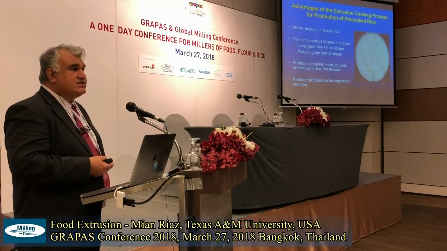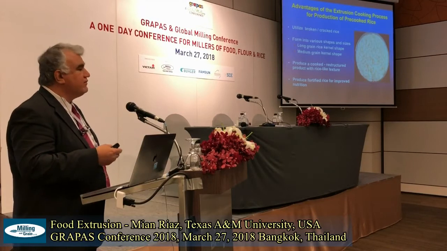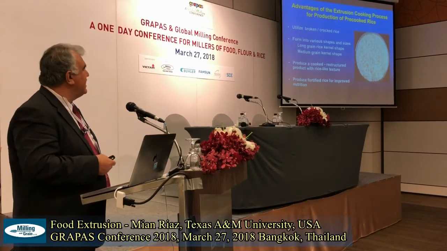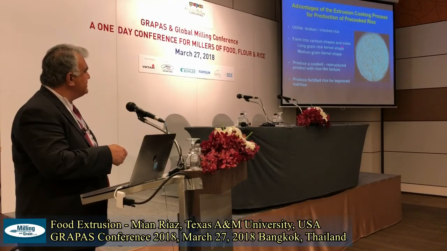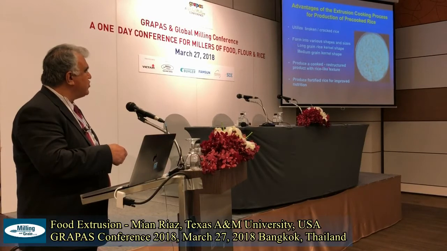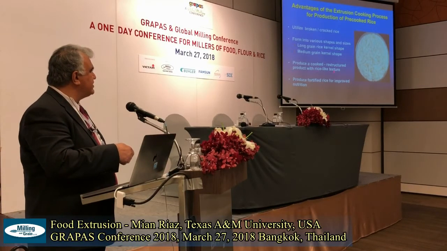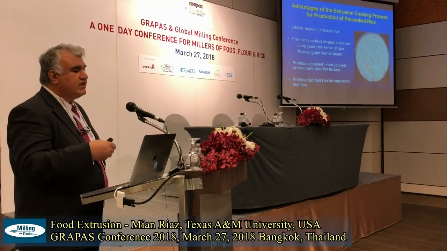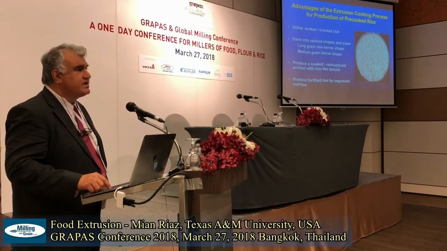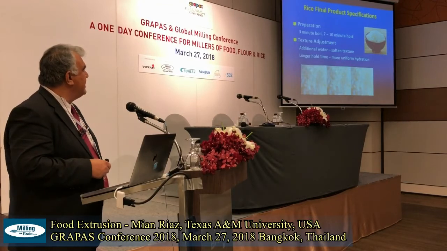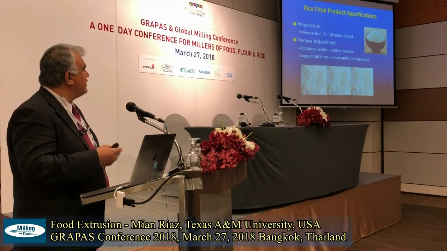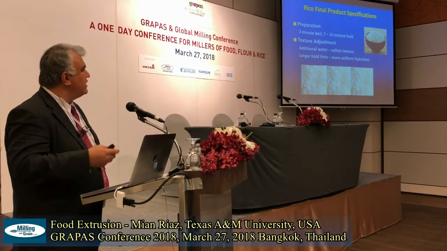Some of the advantages of this rice: first of all, you utilize your broken rice, cracked rice. You have it formed into various shapes and sizes. From long grain rice kernels, you can make a medium grain rice kernel. Products are cooked, restructured, with a rice-like texture, and that can be fortified for improved nutrition, especially for child nutrition programs or some other program. Preparation-wise, you can do it with only 3 minutes boil, and 7 to 10 minutes hold time if you want to hold in that water.